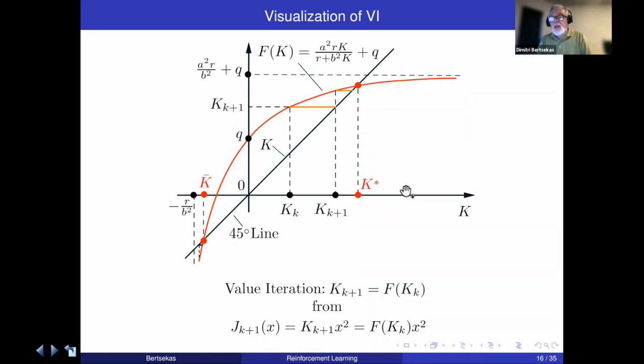If you were to start to the right of k star, then it would go like this, still a staircase construction. Even if you start with some negative values, it will still work. It would converge to k star. If you start very far to the left, beyond this k bar point, then it will not converge to k star.